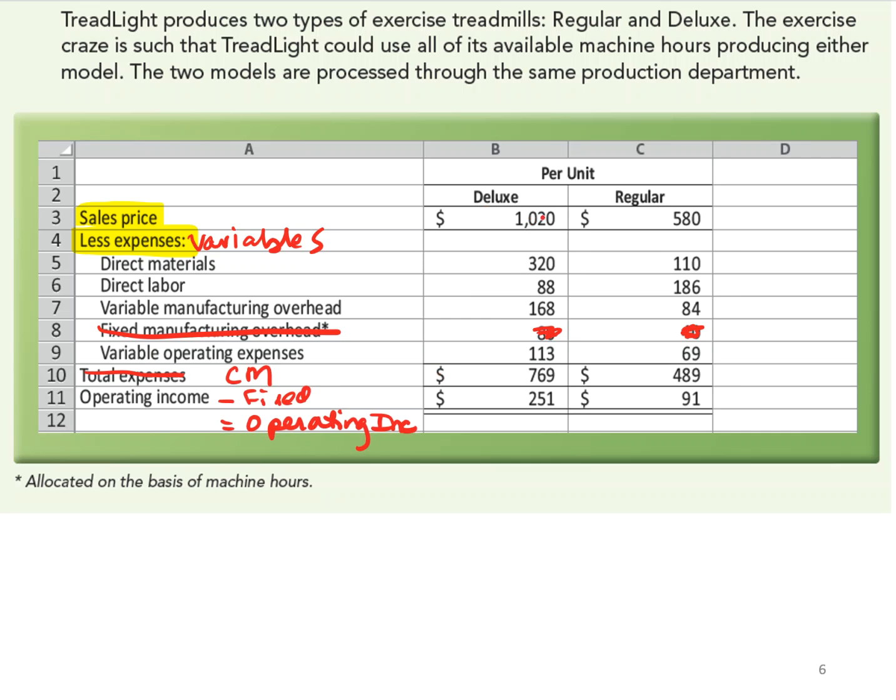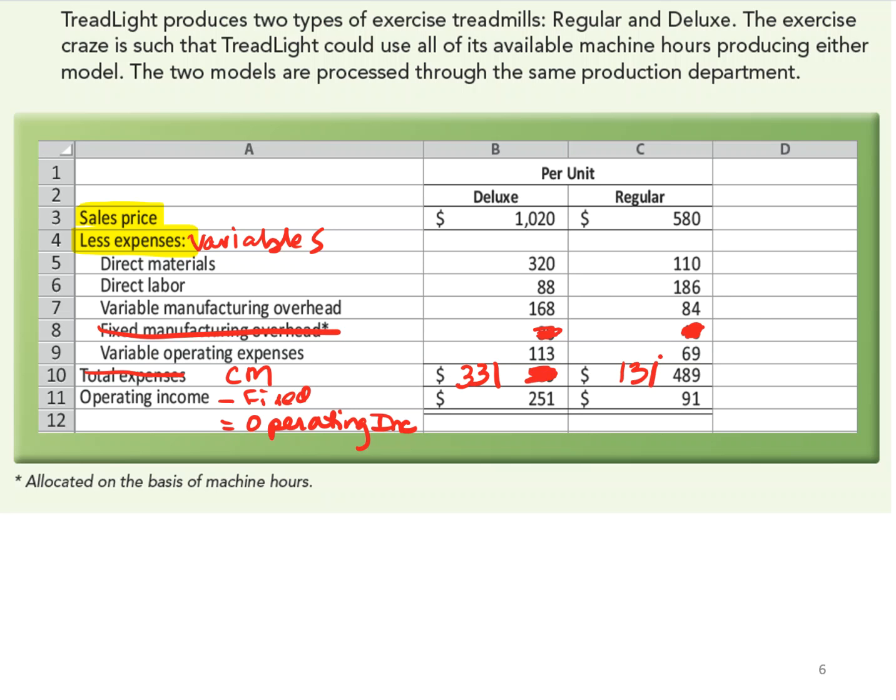So if I take the 1,020 minus 320 minus 88 minus 168 minus the 113, again ignoring the fixed cost here, then my contribution margin for the deluxe product is $331. And then I can do the same thing for our regular. 580 sales price minus the variable direct materials minus variable direct labor and variable manufacturing overhead, and subtract our variable operating expenses. My contribution margin for the regular item will be $131.